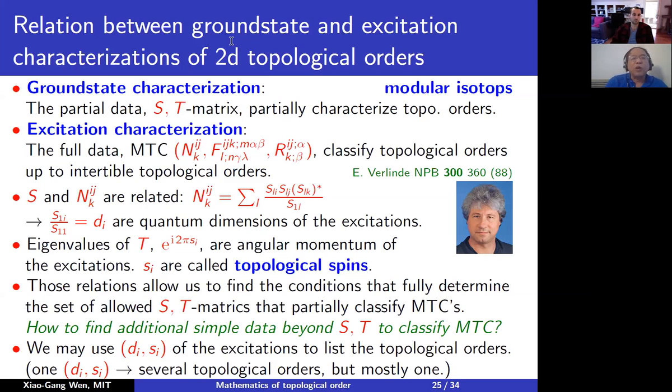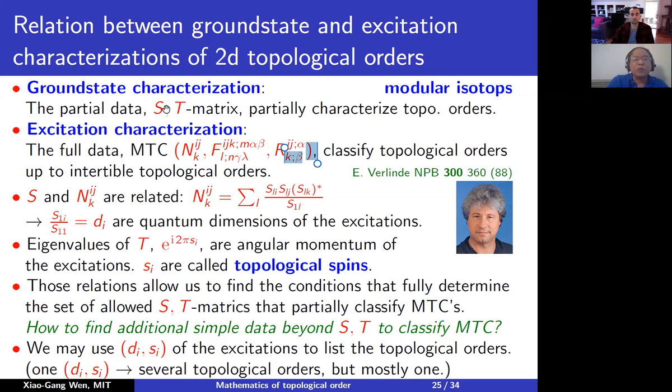Okay. So right now we have two ways to describe topology. One is in terms of ground states, this ST matrix. Another is in terms of excitations, like this fusion F and R. And it turns out that these two descriptions are related. For example, there is a well-known Verlinde formula, which relates N and S together. So therefore, we have a lot of consistency conditions from the particle point of view, from the excitation point of view. And because these two are related, those conditions on the particles can be translated into conditions on ST.